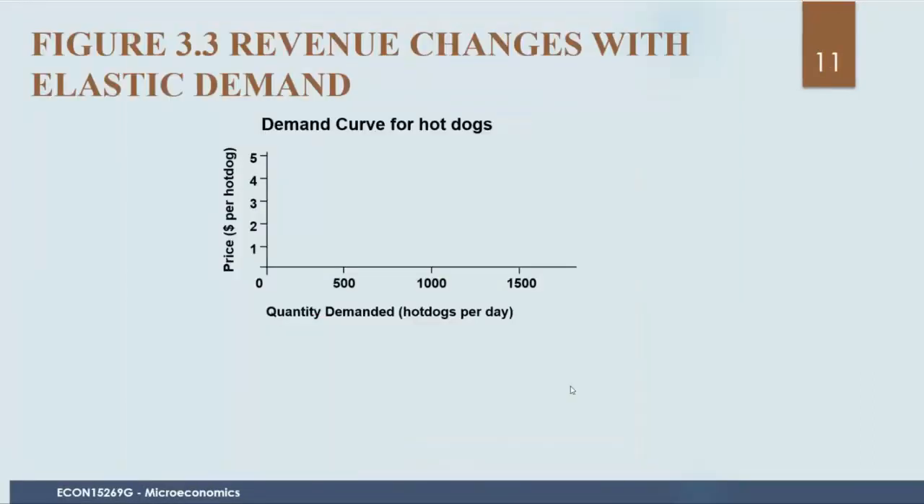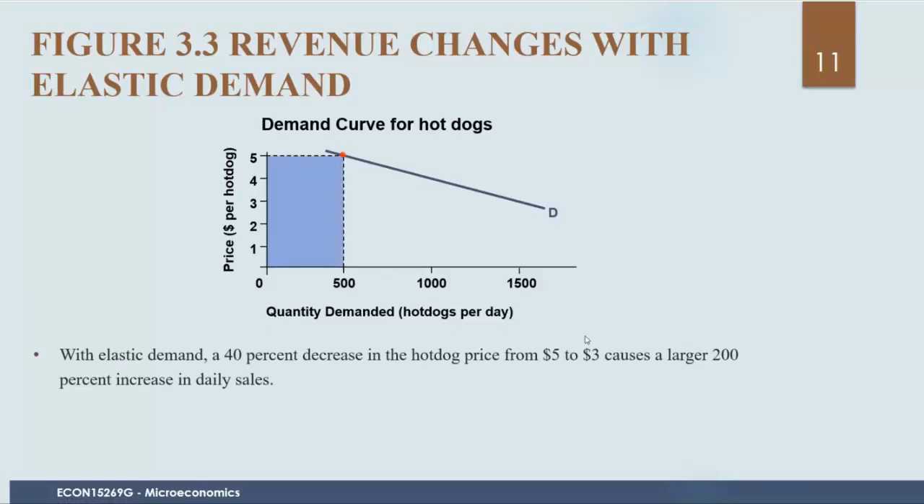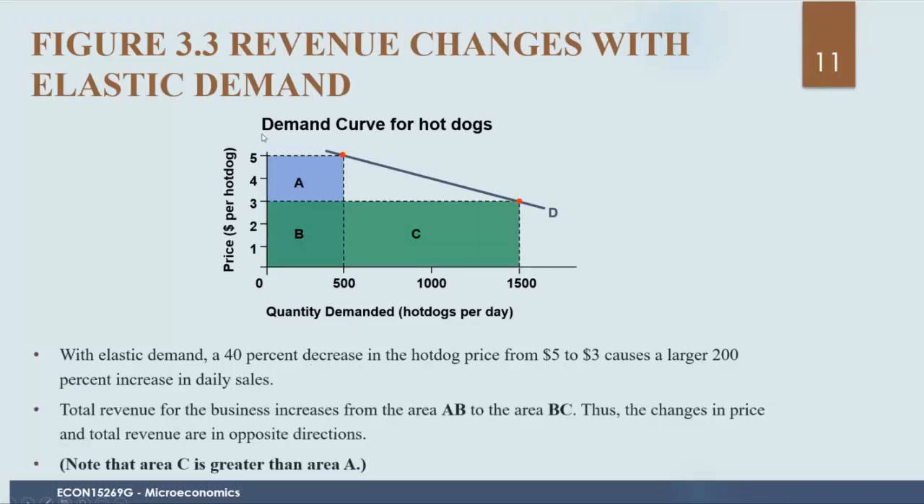In this example, we're going to be thinking about the elastic portion of a demand curve. Here we have the demand curve for hot dogs, and we're going to decrease the price by 40%, going from $5 to $3. If the price of hot dogs is $5, the quantity demanded is 500. If we lower the price to $3, then that's going to increase our quantity demanded to 1,500.